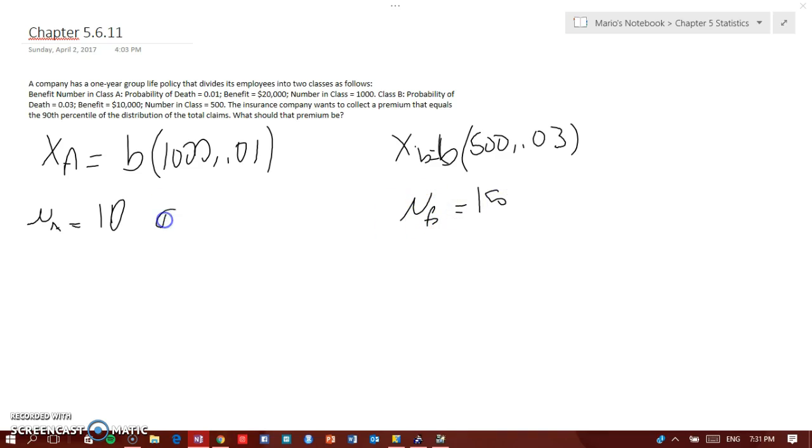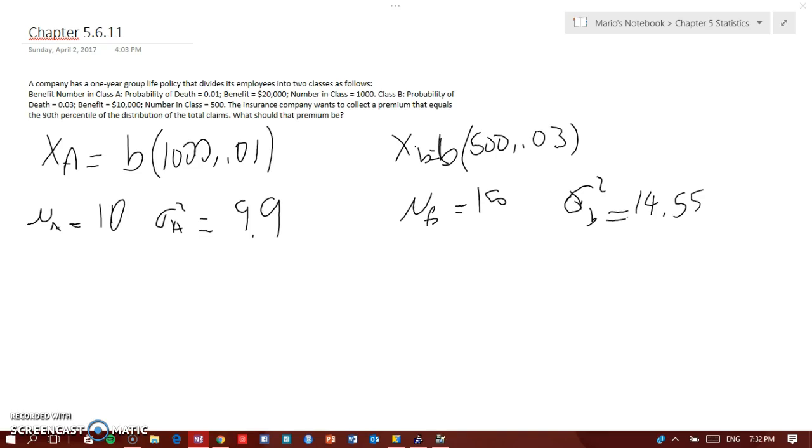The variance of A will be 1,000 times 0.01 times 0.99, which is 9.9, and for B it would be equal to 14.55. As you know, for the binomial distribution, the variance is n times p times 1 minus p. So that's how I find the variance of it.